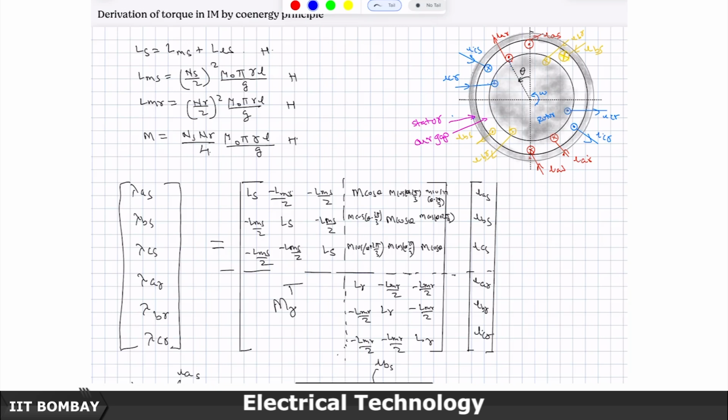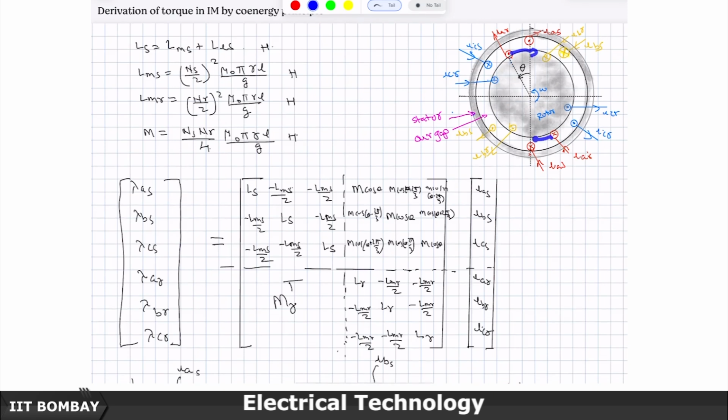Now, suppose theta is 0, that means this winding is perfectly here, this is perfectly here. Then at that time the mutual inductance between the A phase of the stator and the A phase of the rotor would be at its maximum value. And what would that be? This constant in that case will not change, right, because the geometry is same, the air gap is same, the magnetic axes are properly aligned. So, the only thing that is going to happen is you will get the product of the number of turns on the stator ns into the number of turns on the rotor nr by 4 mu 0 pi rl by g. So, this is what you will get.